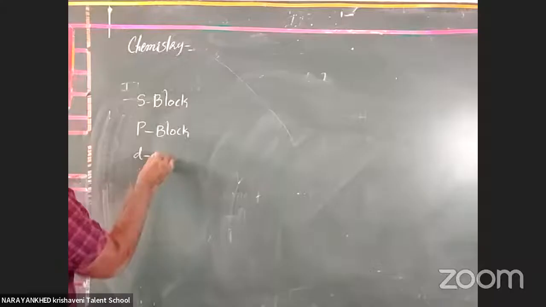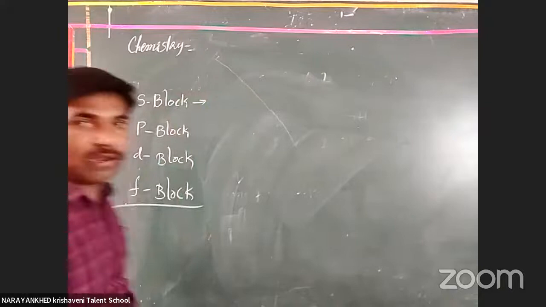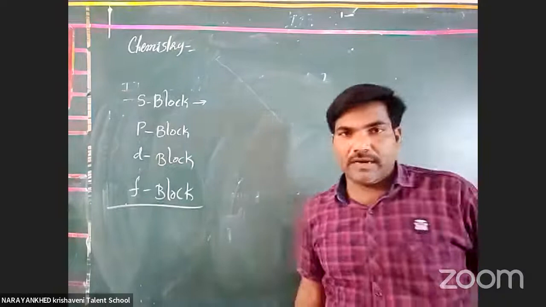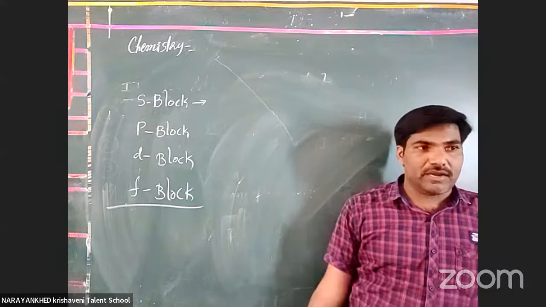Black elements. What is the nature of this block element? We have to go with the elements which contain the outermost orbital, or electron enters into which one? Yes, the S orbital. Okay, clear or not? The S orbital, that is called S block elements. Okay, clear or not? Which one?